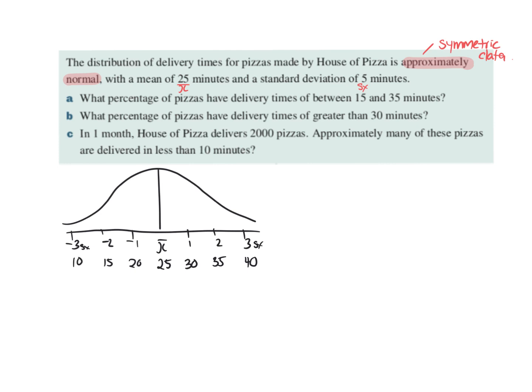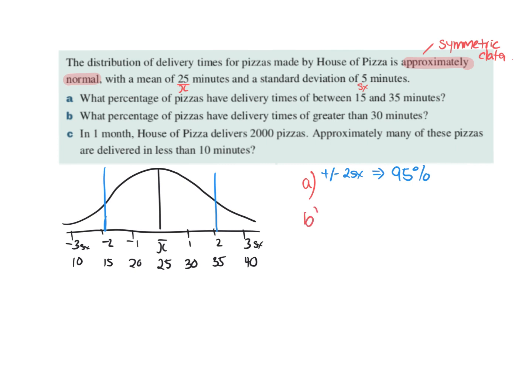So when they ask me my first question, they say, what percentage have a delivery time between 15 and 35? Here I'm at 15 and 35, so that's plus or minus 2 standard deviations, and according to our rule, 95. What's that? 95%. Good. So you can just write 95%.